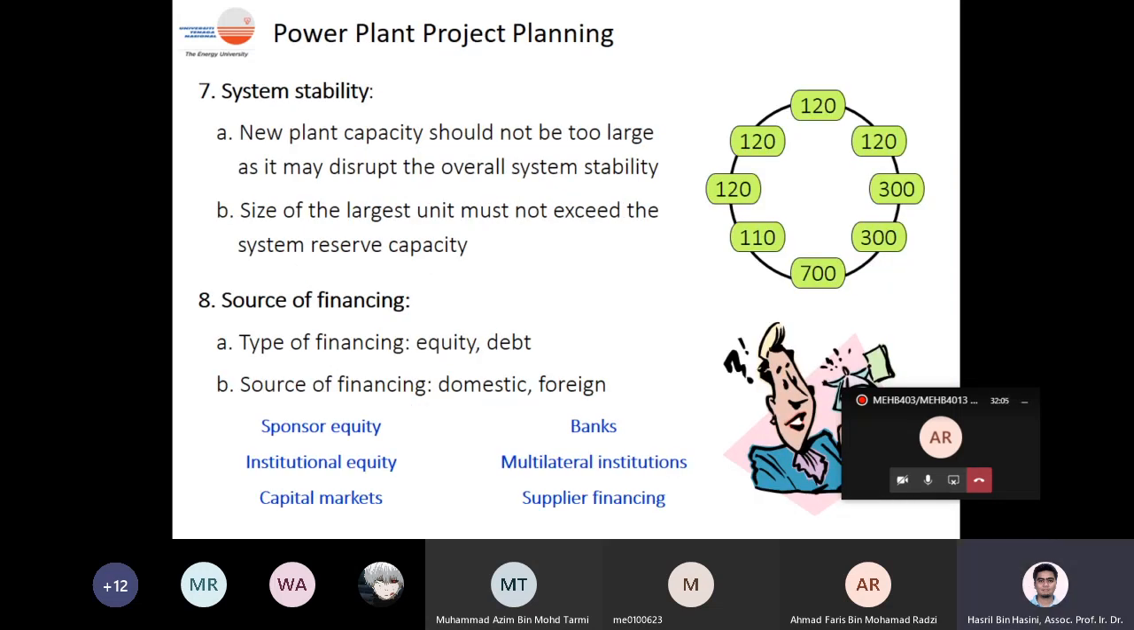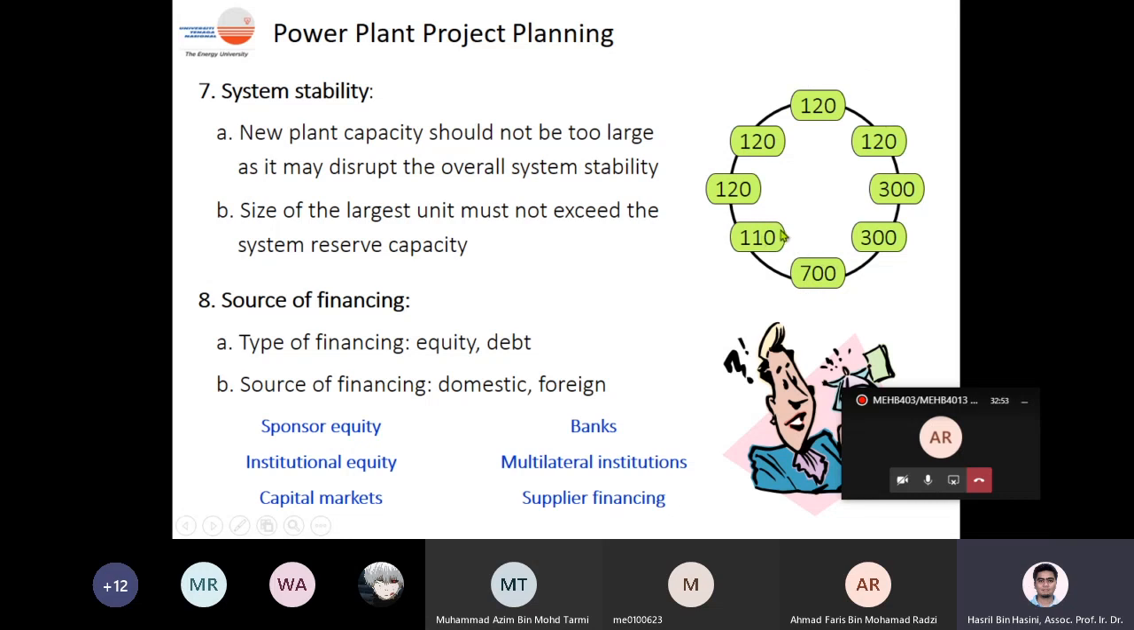System stability, we also need to look at this. This is also related to the total maximum megawatt of a particular unit. It is said here that the new power plant or the new unit should not be too large, as it may disrupt the overall system stability. This is given by this diagram. Let's say, for example, for any country, the average megawatt for different units are 120, 120, 300, 300, 120, 120, 110, and suddenly you want to build a 700. So this will definitely affect the total system stability.